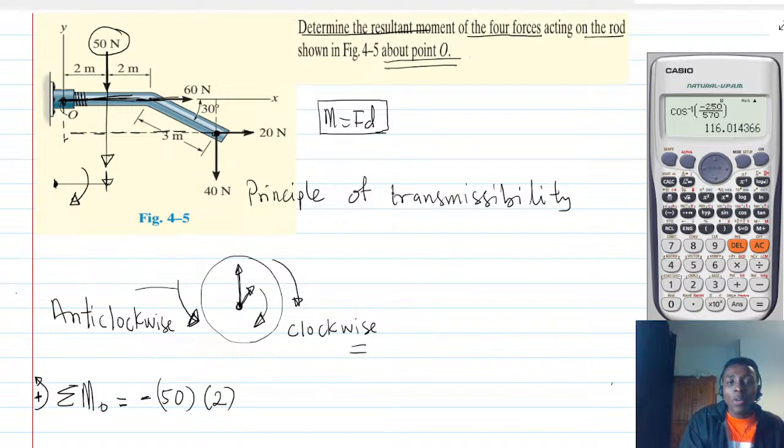Now, this principle of transmissibility allows us to transmit a force. So, transmissibility, ability to transmit. Is that right? Transmissibility means the ability to transmit a force along a line or a straight line. What that principle is saying is that if I have a force which is 20 newtons here, then the force is acting along a straight line.